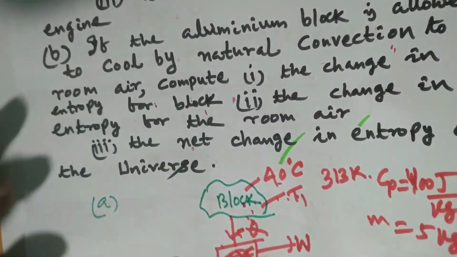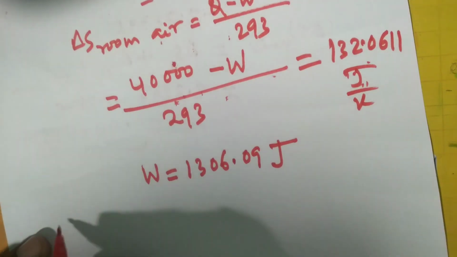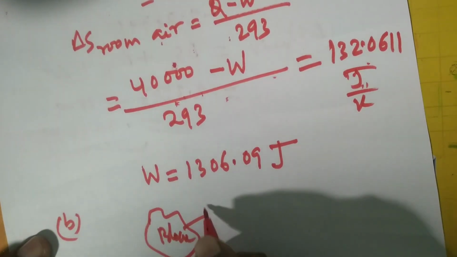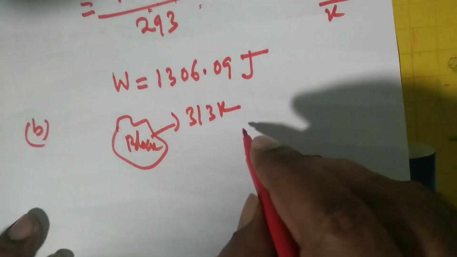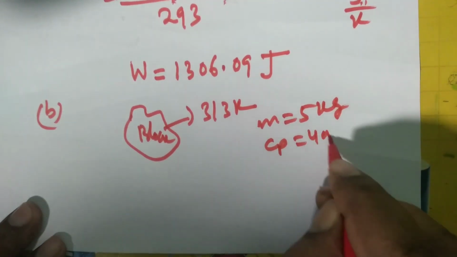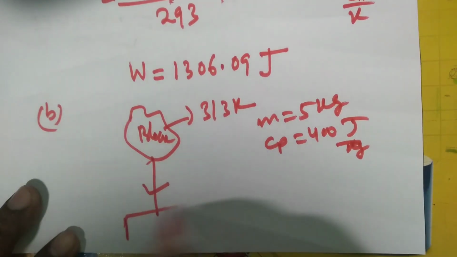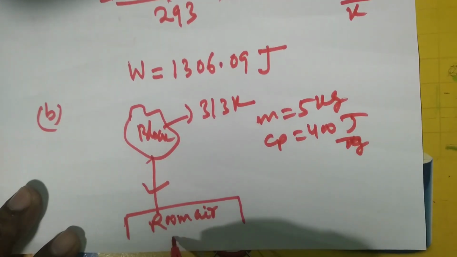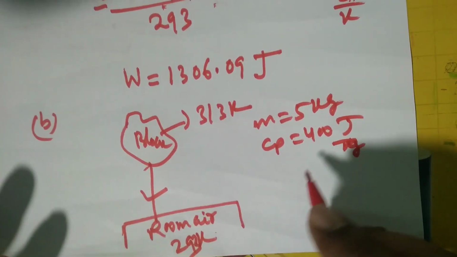This is a case of an irreversible heat transfer from block to room air. Suppose the aluminum block is here, whose temperature is 40 degrees Celsius or 313 Kelvin. The mass is the same and Cp is also the same. Mass is 5 kg, Cp is 400 joule per kg Kelvin. So heat will flow directly to room air through natural convection. No work is produced. The temperature of room air is 293 Kelvin. So now this is Q.